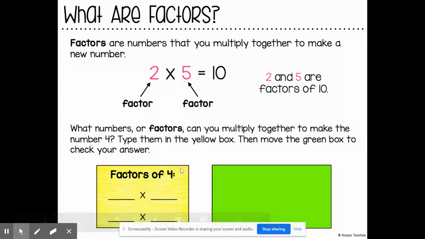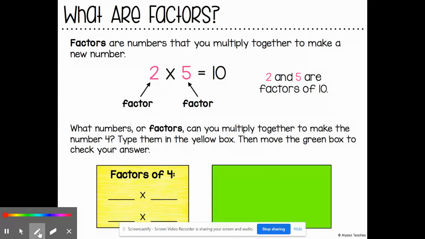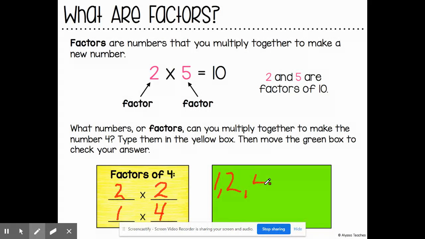So when I say what numbers or factors can you multiply together to make the number 4, and it says type in the yellow box, we're not really going to do that. I'm just going to show you. For example, I know that if I multiply 2 times 2, that would equal 4. So those are factors of 4. And then I also know that 1 times 4 equals 4. So if I list my factors, it would simply be 1, 2, and 4, because you don't list a factor more than once. You only list it once even if it repeats itself. So 1, 2, and 4 are our factors for the number 4. So that's pretty easy. The smaller the numbers, obviously, the easier it is.